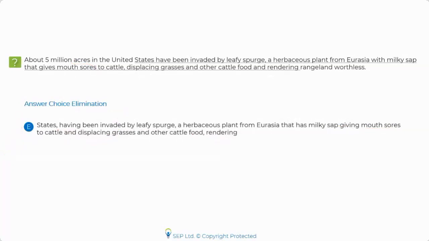And E, you're saying the same thing again. No verb for acres. No verb here. And then you have milky sap giving mouth sores and displacing grasses and then rendering. So again, wrong. Are we clear about this, guys?